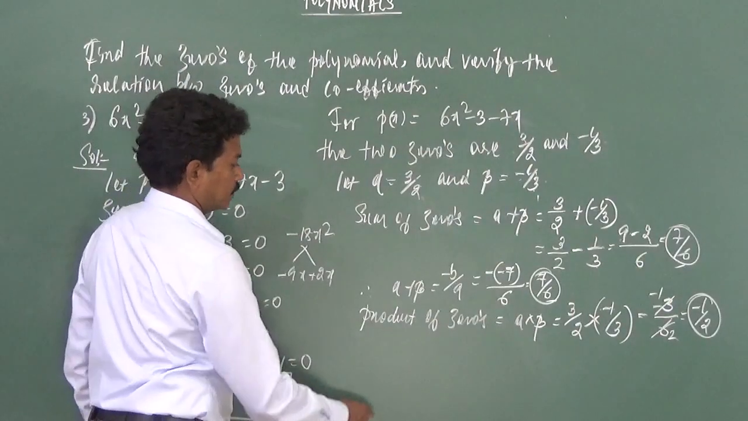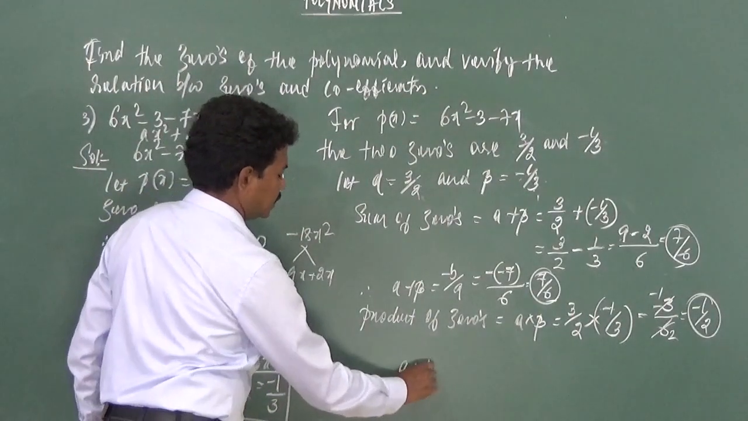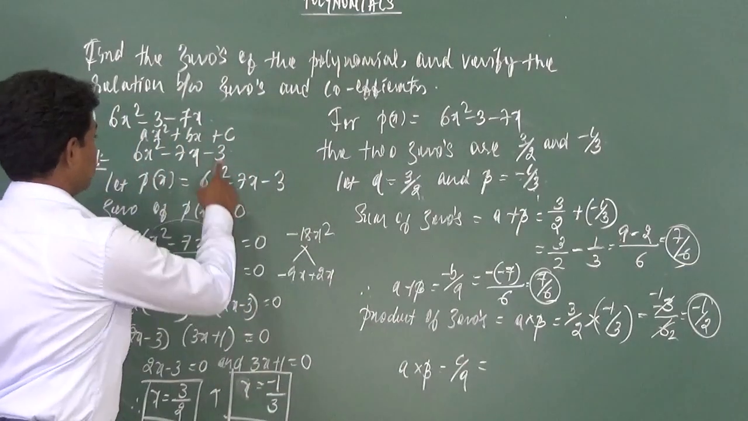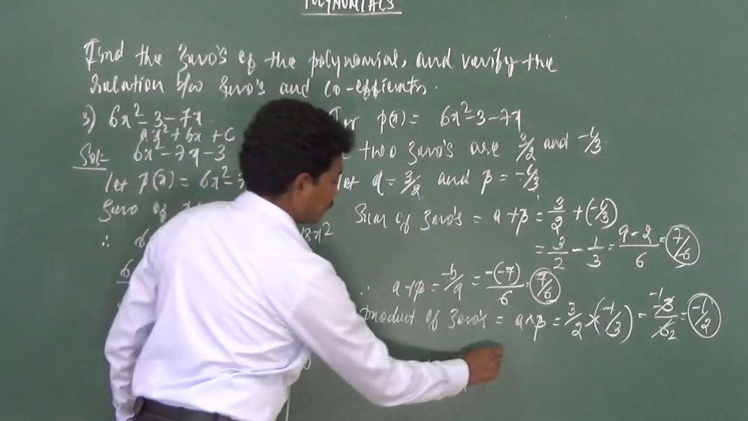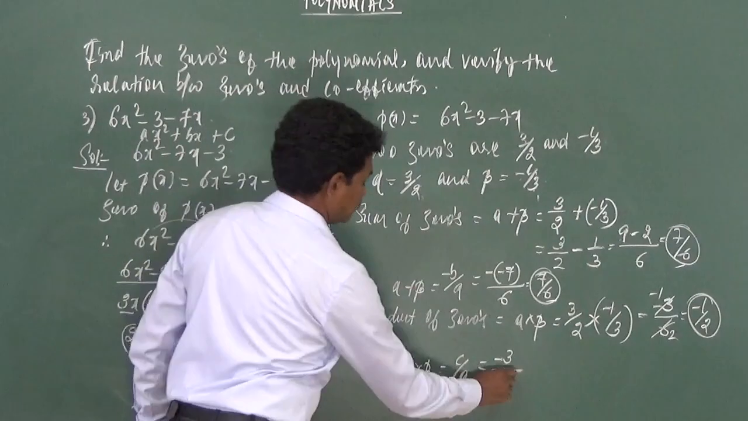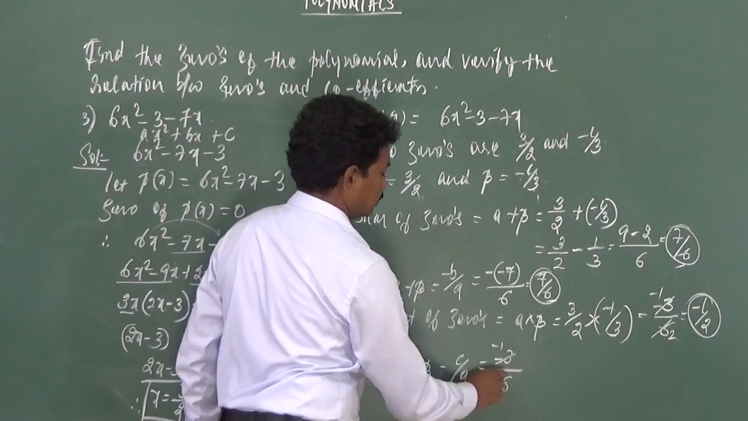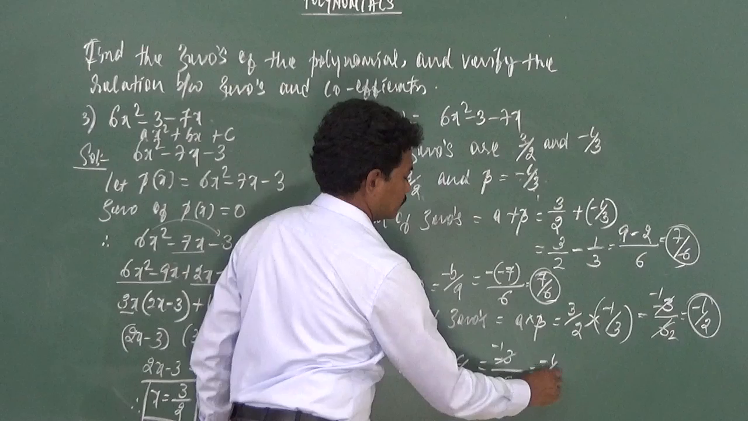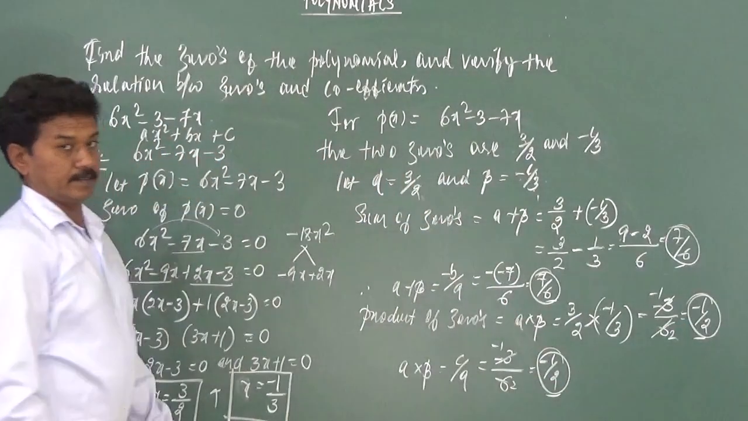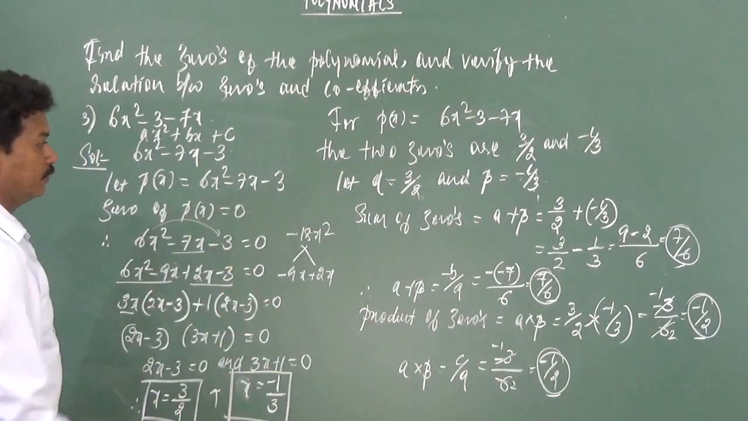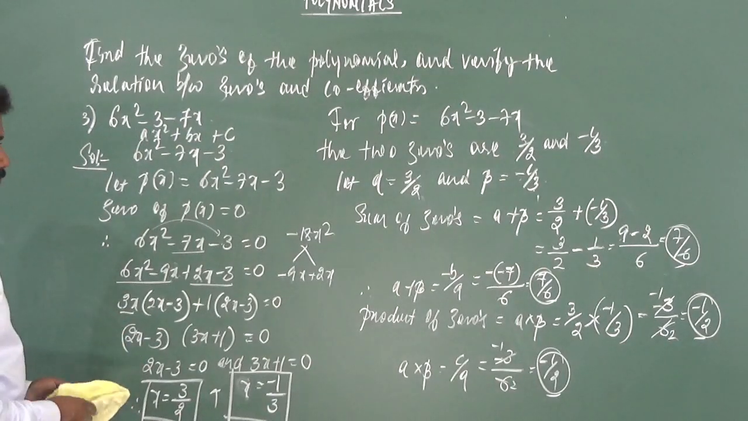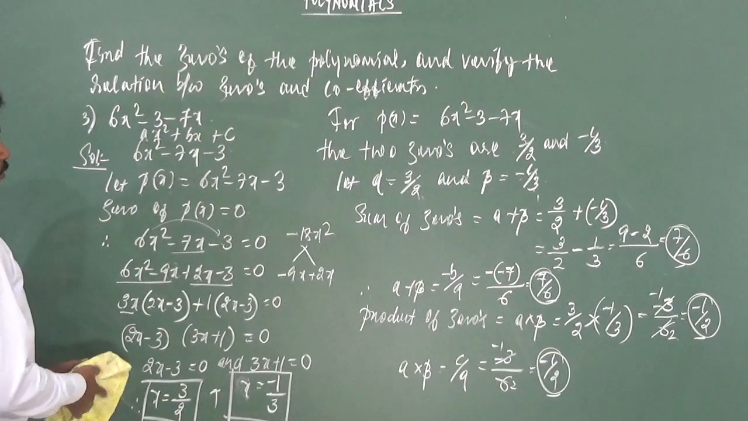Now we will apply the relationship. Alpha into beta is equal to c by a. We know the c value, let us take it from here. C value is minus 3. Minus 3 by a value is 6. So minus 3 by 6, that is minus 1 by 2. So this is how we have verified the relation between the zeros and the coefficients. This is a very important problem. You have to practice this. Okay, we'll go with the next one.